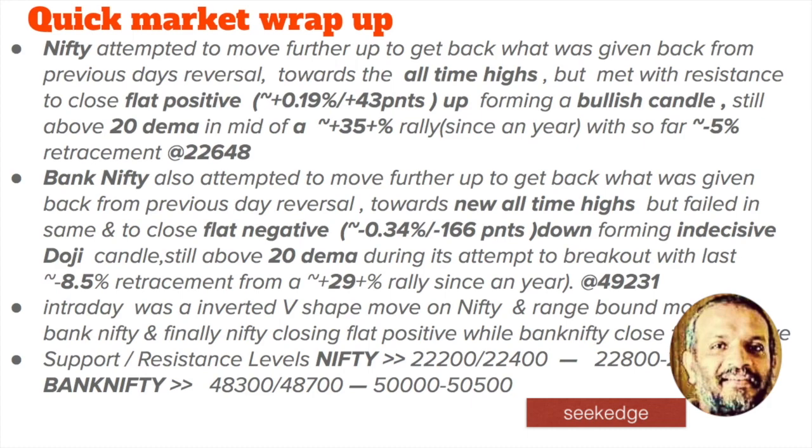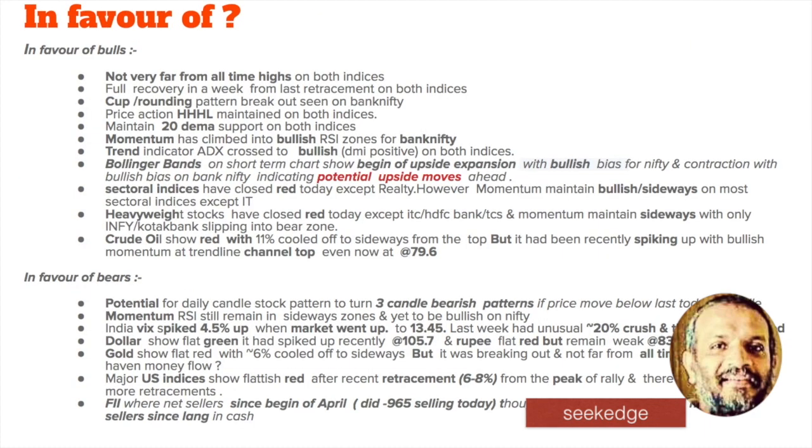Intraday it was a V-shaped move on Nifty and a small downtrend range bound move on Banknifty, both finally closing less than 0.5% plus and minus. Support and resistance levels we have already seen, so not repeating that. If we bucketize different parameters in favor of the bulls and the bears, having the price very close to all-time highs is of course in favor of the bulls. Full recovery happened in 6 or 7 days, a 5% recovery so quick, following the global cues.